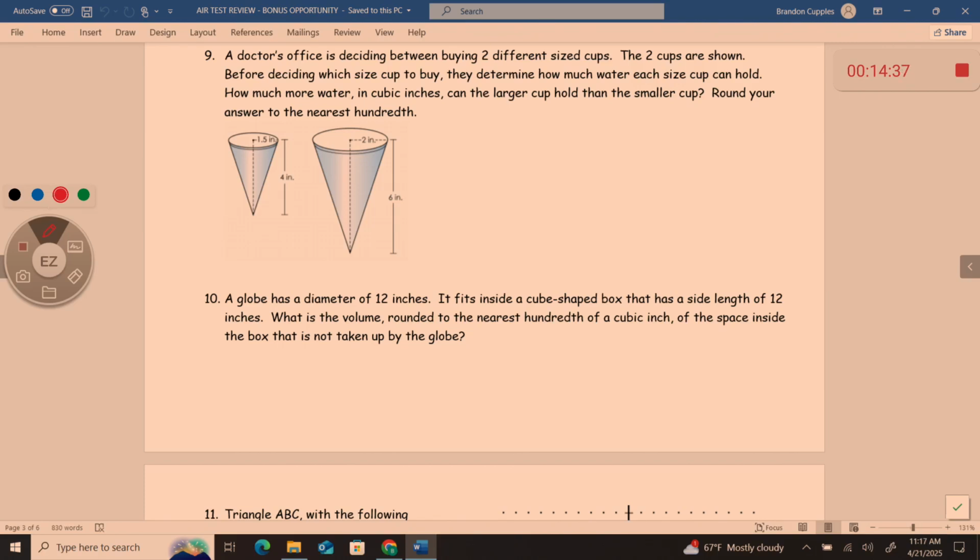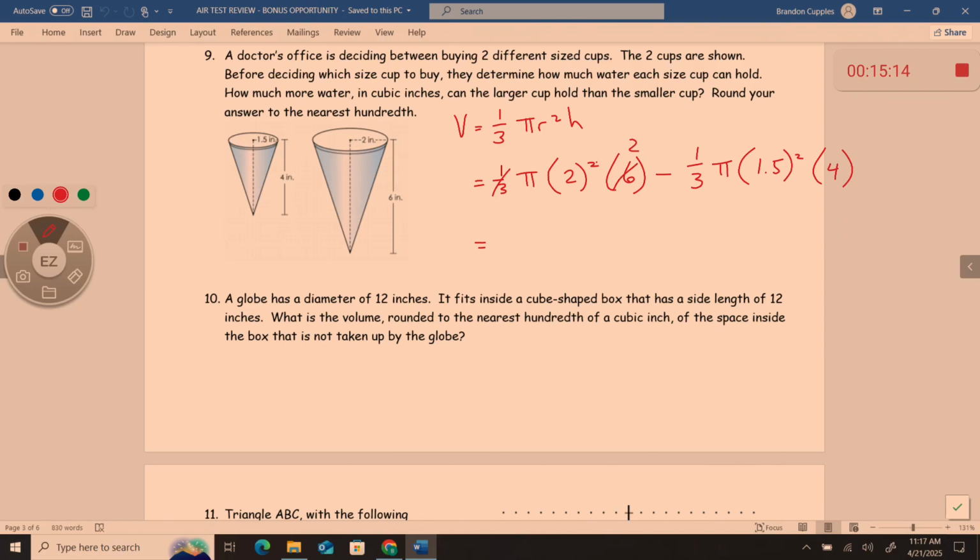So volume of a cone, we just talked about, is 1/3 pi r squared h. So if I go ahead and do the larger cone, 1/3 pi radius squared h, minus the smaller cone, this right here will give us the difference between the two cones. Now, folks, I can do a lot of this in my head. A third of 6 is 2. 2 squared is 4 times 2 is 8. 8 pi minus, ooh, that one is a little harder.